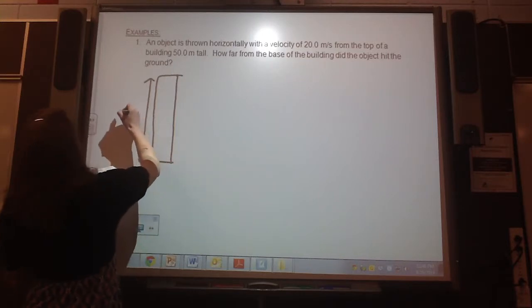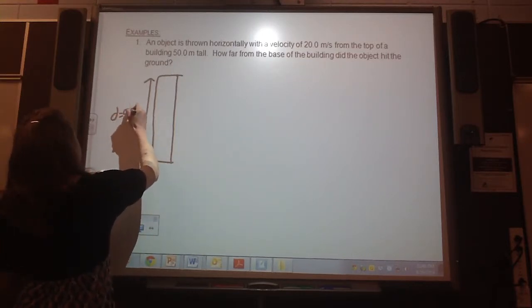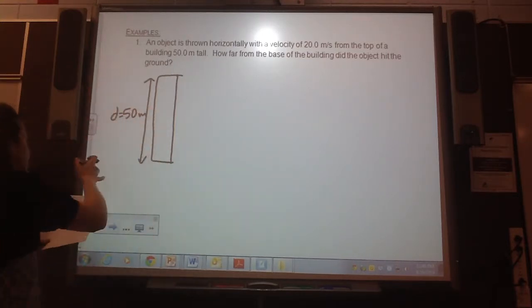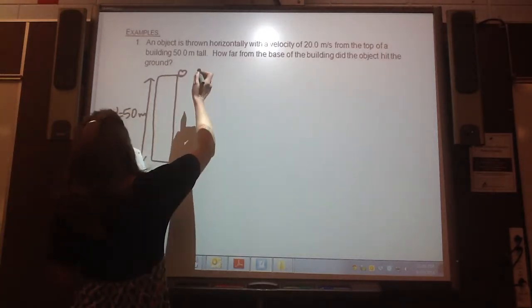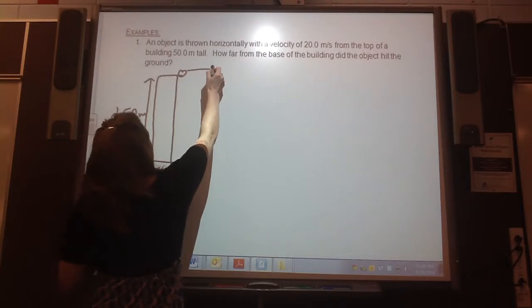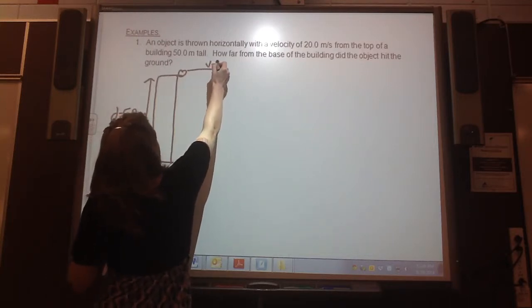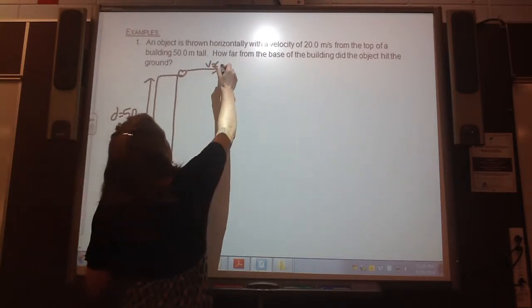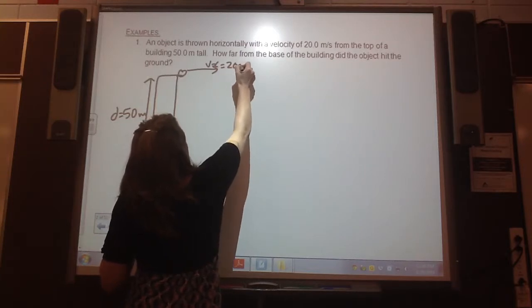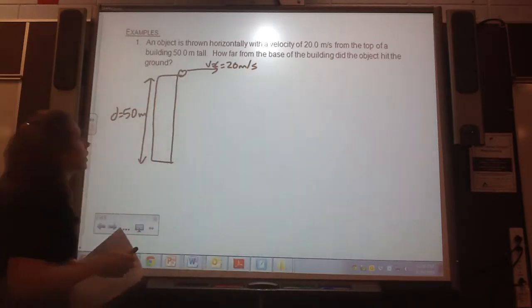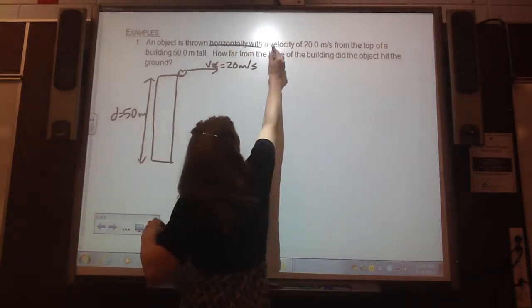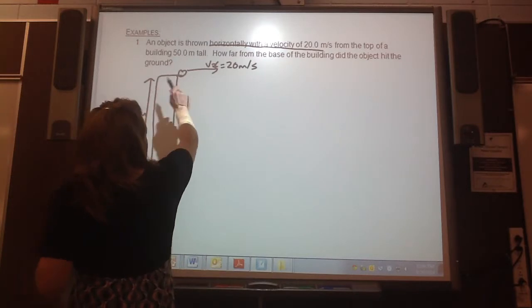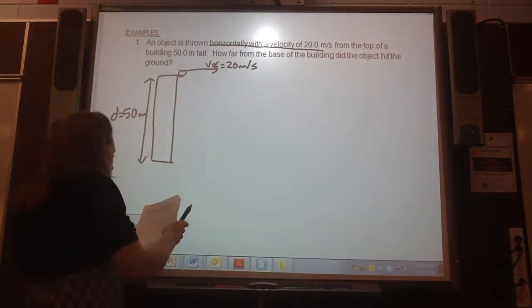My building is D equal to 50 meters. Now, an object, I'm just going to represent it as a ball, is thrown off the building. And I'm going to draw its vector as Vx equal to 20 meters per second, because I know that off of the building, it has a horizontal velocity of 20 meters per second. That's why I drew a horizontal line.